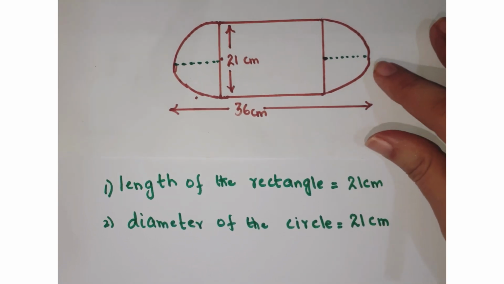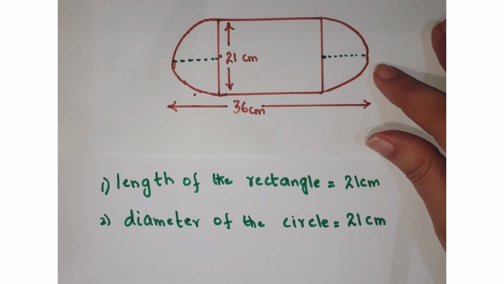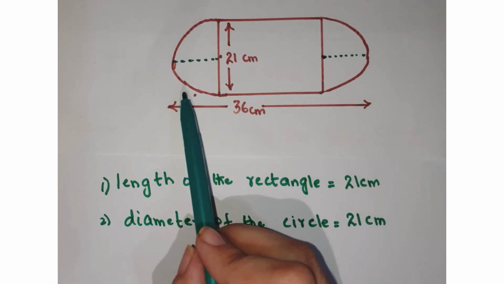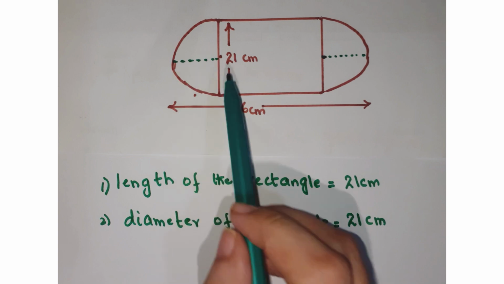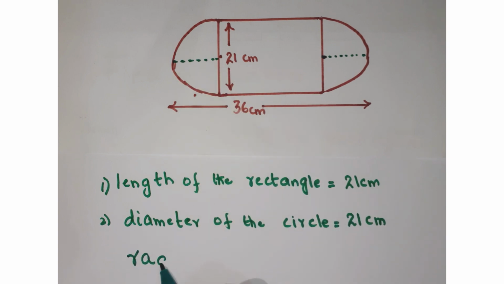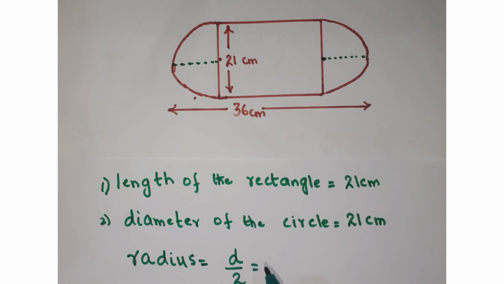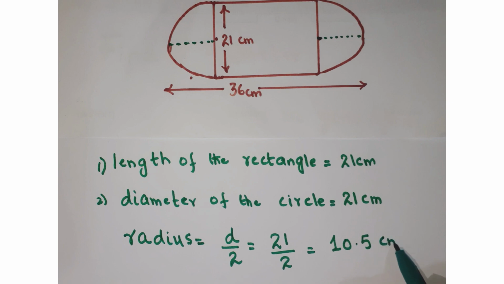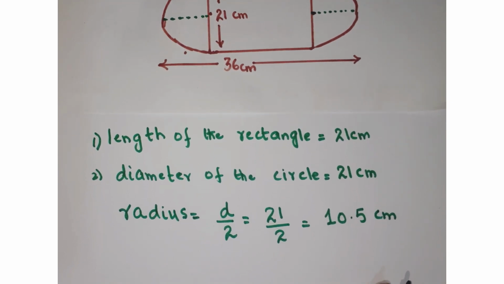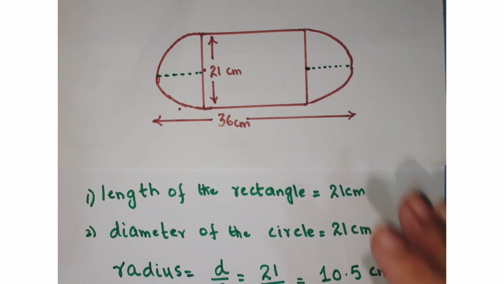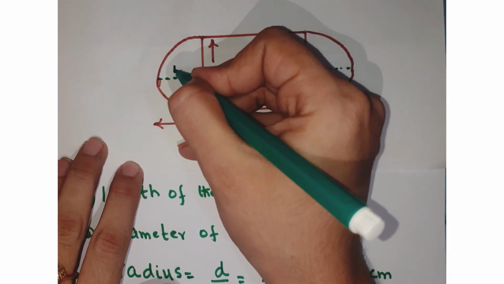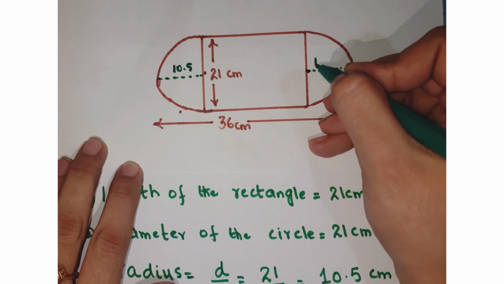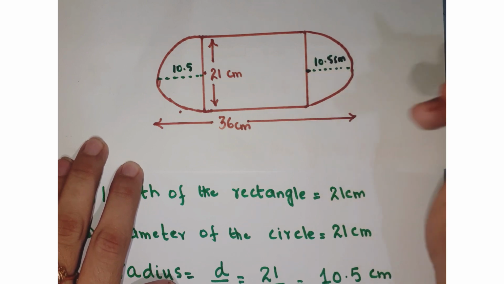Now, first of all, for calculating the perimeter, we have to find out some other data as well, right? Look at this. This is the first thing that we require is the radius, and radius is diameter upon 2. So, what you can do, just divide 21 by 2. So, you get here 10.5 centimeter, right? So, this is the radius of the circle. So, again, let me mark in this figure. This is 10.5 and this length is also 10.5, right?